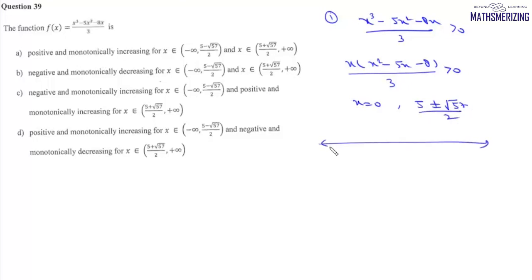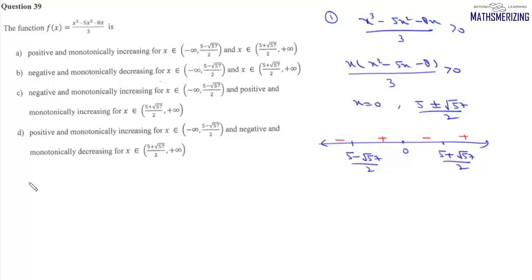We can put it on number line. We can write 5 minus root 57 by 2, and then 0, and then 5 plus root 57 by 2. Now rightmost is positive, so this is plus, minus, plus and minus. So it will be positive when the value of x lies between 5 minus root 57 by 2 and 0, or when it is greater than 5 plus root 57 by 2.